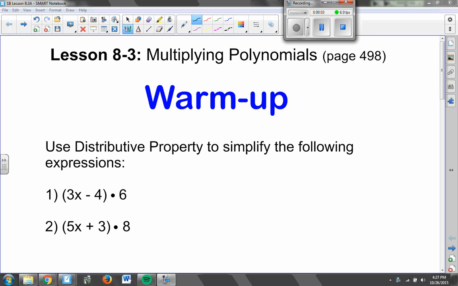All right, Algebra 1B students, welcome to part 1 of lesson 8.3. We're going to start multiplying some polynomials today, specifically multiplying two binomials together. If you would open your books with me to page 498, that is where we will begin as soon as we look at a couple of warm-up problems here real quick.